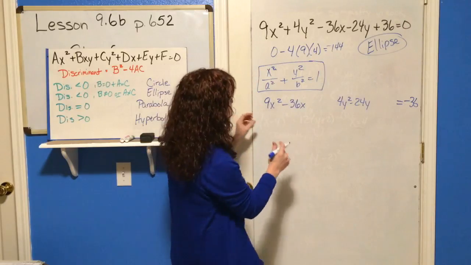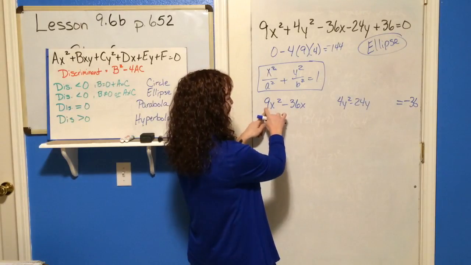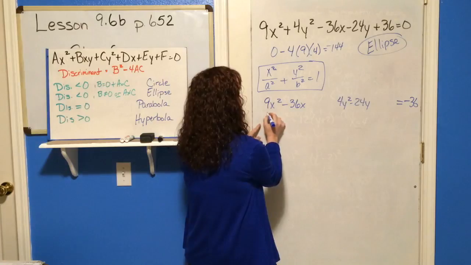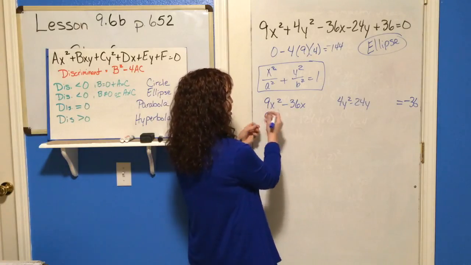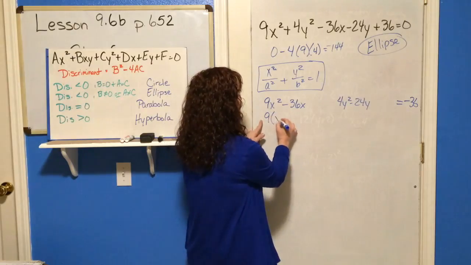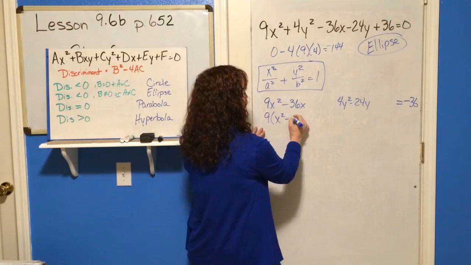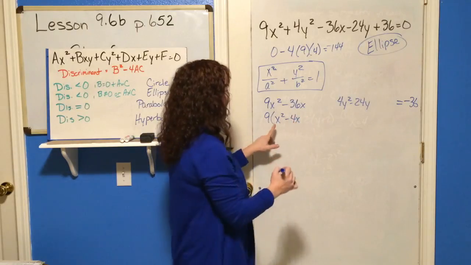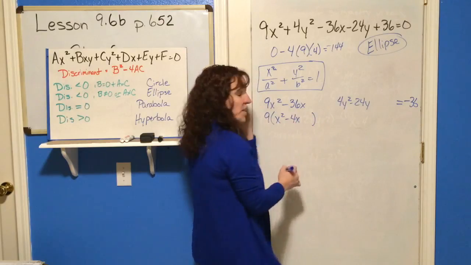All right? So the first thing is I want the x squared term to not have a coefficient. So first we're going to factor out the 9. So we have 9, and then inside we have x squared minus, I'm going to take the 9 out of here too, so 4x. So I've got x squared minus 4x, and this is where I'm going to complete the square.